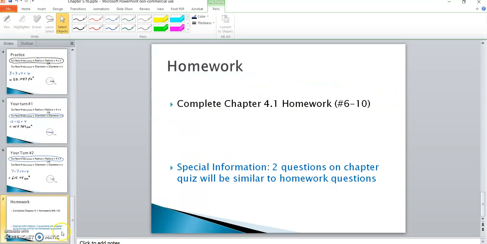All right, so you are now ready to complete the rest of chapter 4.1 homework. Now you can work on questions 6, 7, 8, 9, and 10. And a little piece of special information, 2 of the questions on the chapter quiz will be similar to the homework questions.